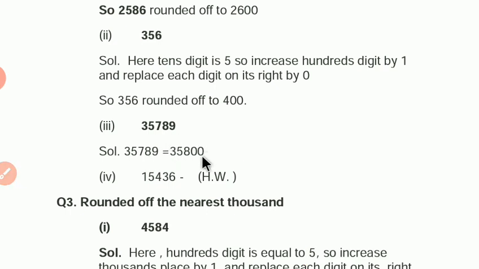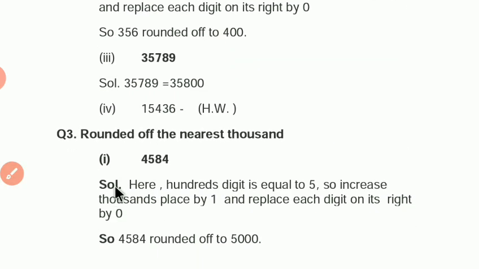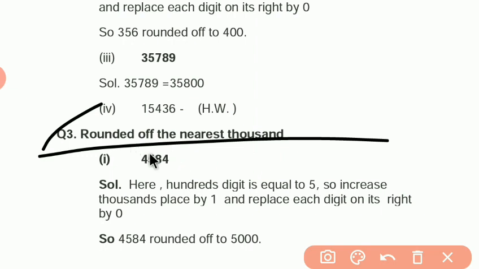So 35,789 is rounded off to 35,800. Fourth one, 15,436. As we have done many examples, so this one is your homework. Please try to solve this one. Now we will see the last question of our class.